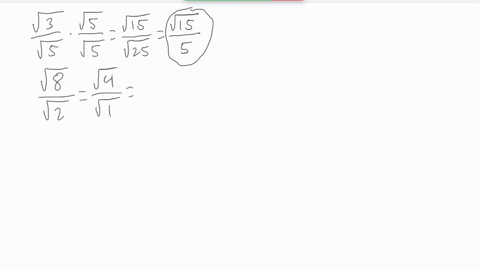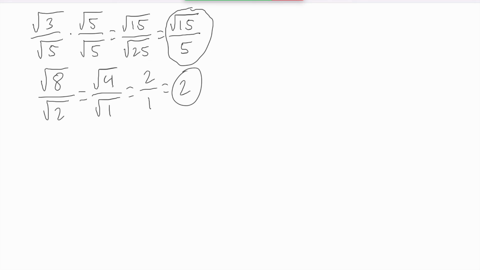And now, well, the square root of 4 is 2, the square root of 1 is 1, and 2 divided by 1 is 2. And that's it. So you don't always have to multiply the top and the bottom by the square root. You will in probably a lot of cases, but in some cases you don't, and it's a lot quicker if you don't.